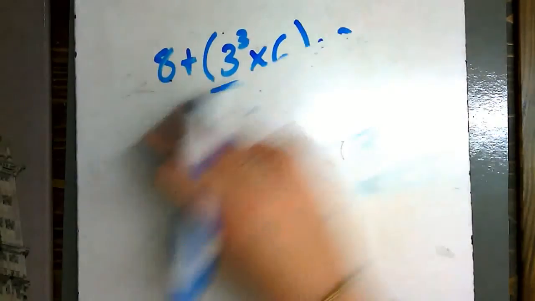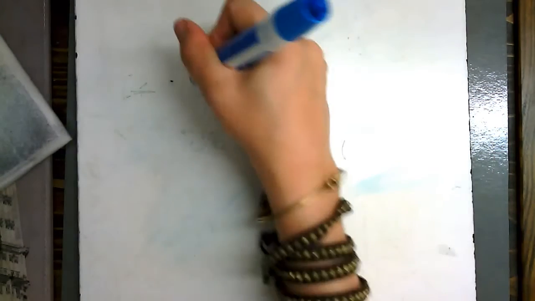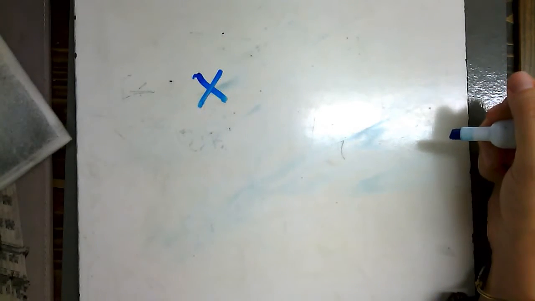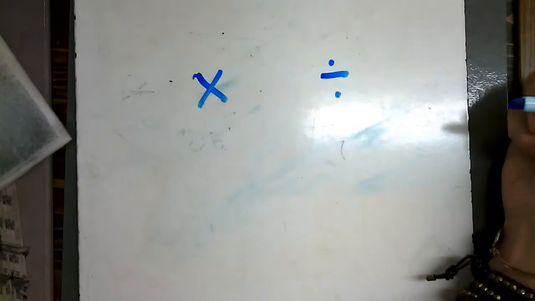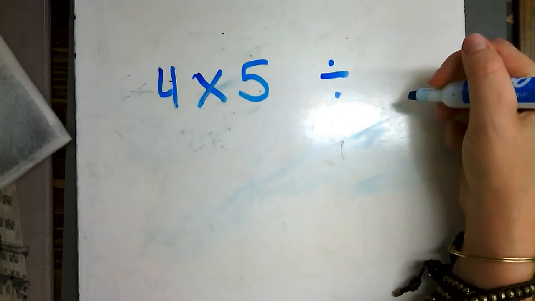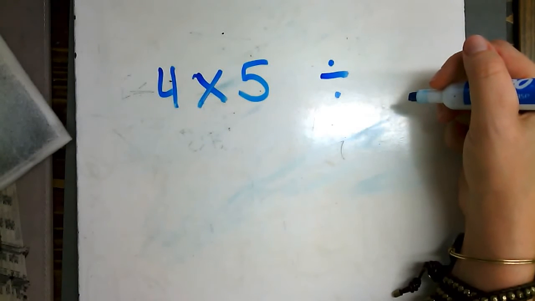All right, number 5. Write the expression below. Multiply 4 and 5. All right, I'm going to have a multiplication. And then divide 2 by the product.